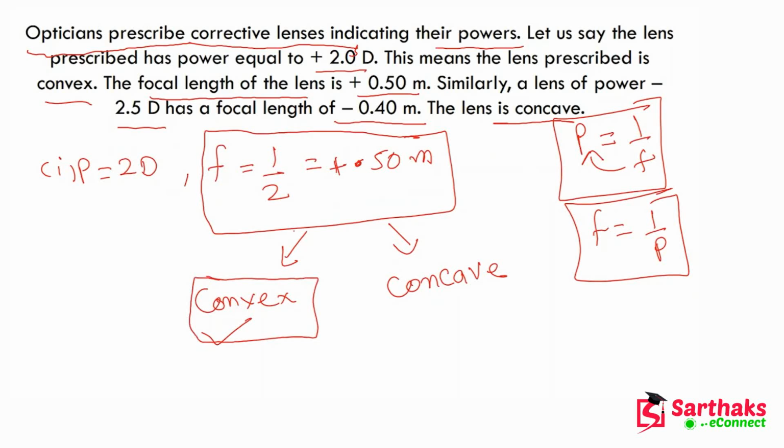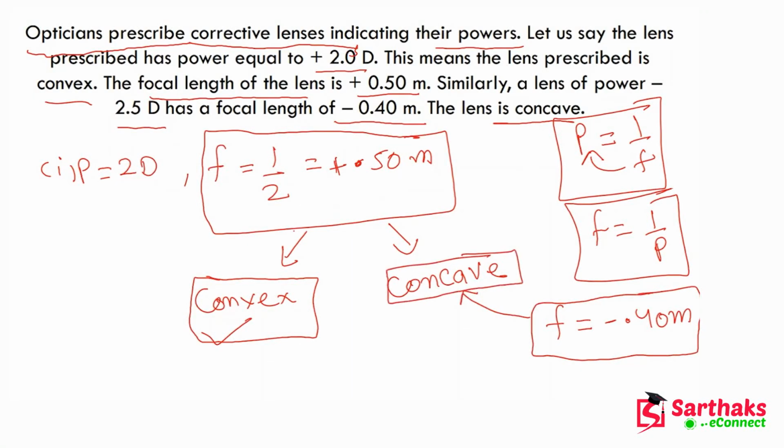Now let's talk about this case. If I have given you the focal length like this, minus 40 meter, now you tell me which type of lens it is. It will automatically become a concave lens because the focal length in this case is minus 40. It is coming in minus. So I hope guys you got it. Now let's move on to the next slide.